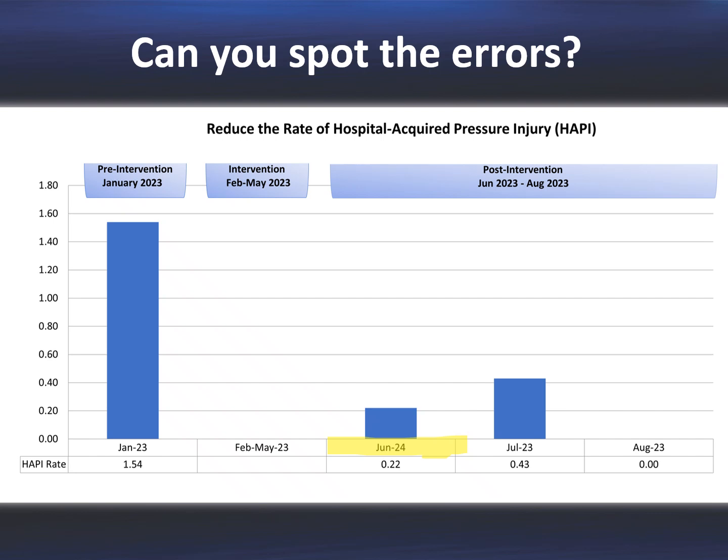And when we look at the data periods, you'll see the error, that this was in January, the pre-intervention, the intervention continued in January or February to May 23. And then there's a data point that has June 24th, and then back to July 23. So the year is wrong on this one. It's very common. I recommend that you have more than one person look at your graphs before you submit them, and look for all these errors.